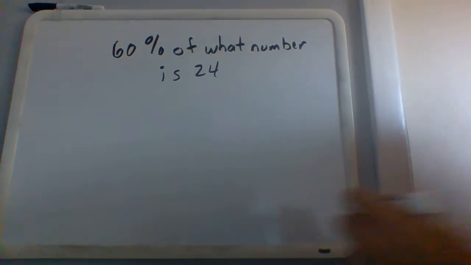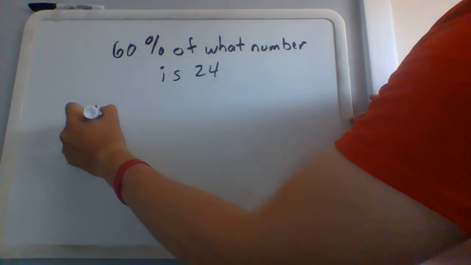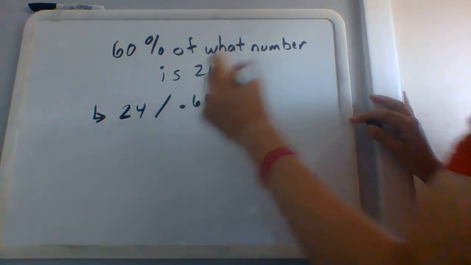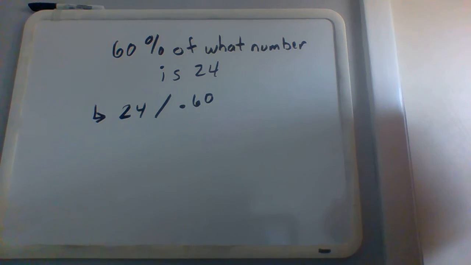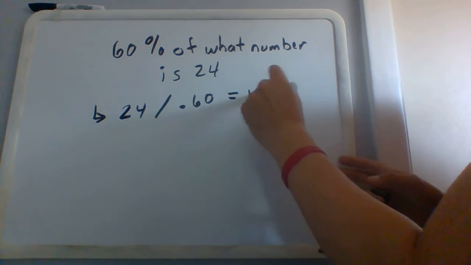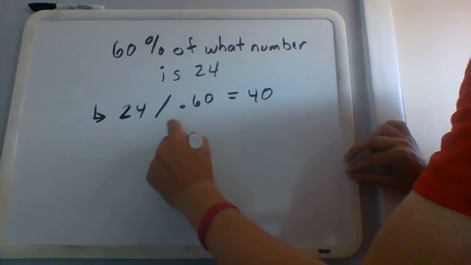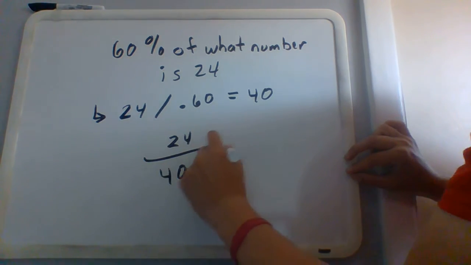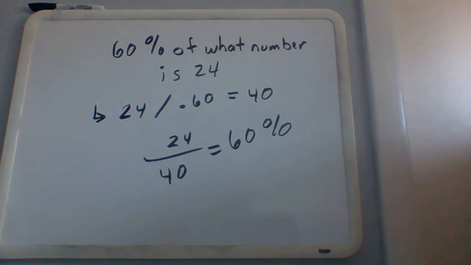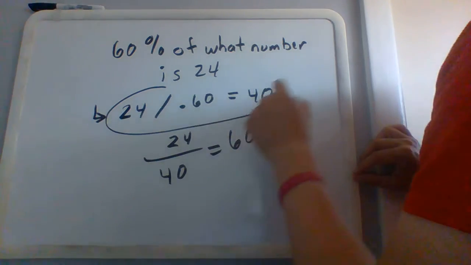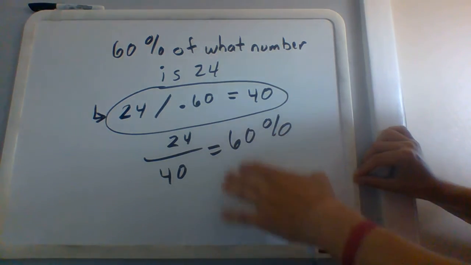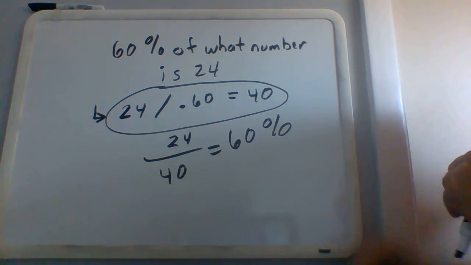So this is a little different. You're going to take the whole number, which is 24, and you're going to divide it by 0.60. 24 divided by 0.60 gives you 40. That means that 24 out of 40 is 60%. So you solve it with this, and you can always check your answer by doing 24 divided by 40, and if you get 0.6, that's 60%.